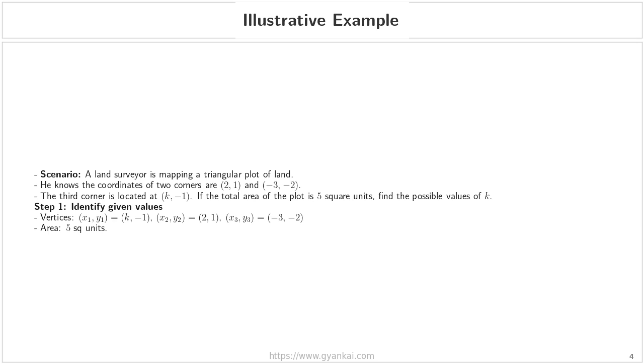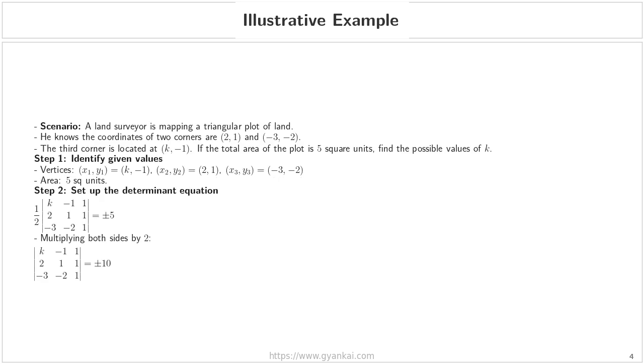We also note that our area is 5 square units. Step 2. Set up the determinant equation. Using the formula from the previous slide, we place these coordinates into our 3x3 determinant. We set 1/2 of this determinant equal to plus or minus 5. To simplify our calculations and avoid the common mistake of forgetting the 1/2 factor, let's multiply both sides of the equation by 2. This leaves us with the determinant of our matrix equal to plus or minus 10.